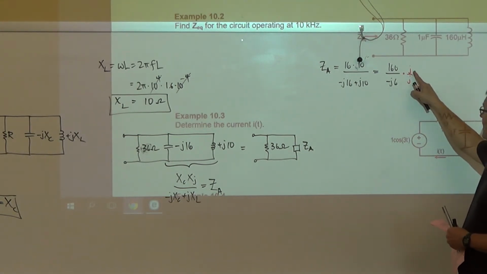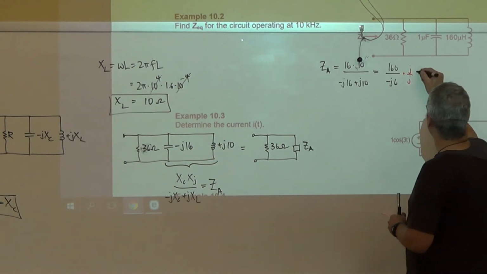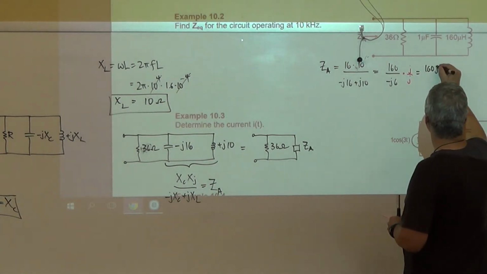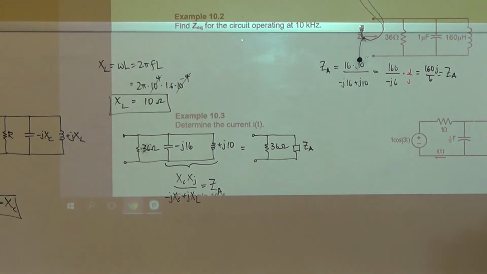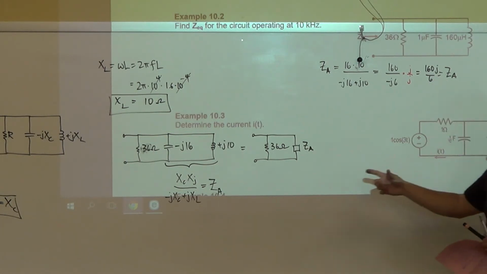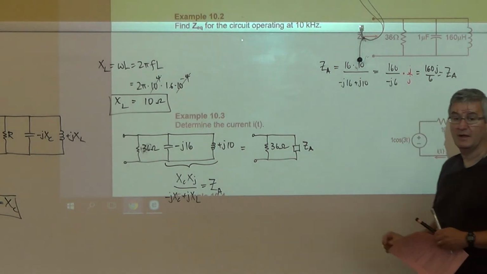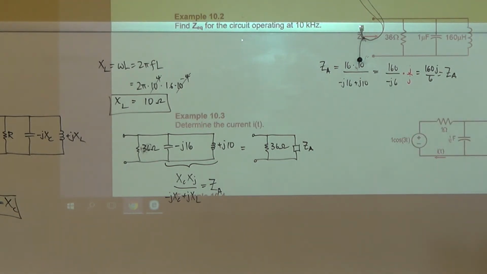Then I get 160j divided by 6. And that's what ZA is. Not negative 6. If I get minus j times j is 1, now I have a positive j out. So you can see that the fact that this is positive tells you that the combination of them should have a positive phase if I look at that.